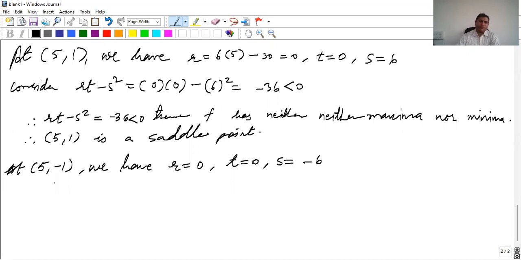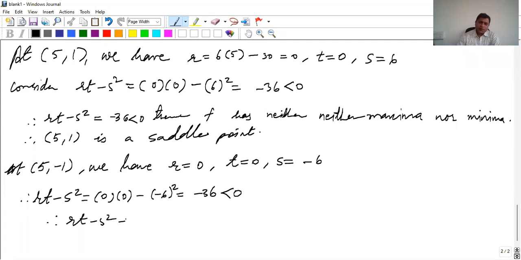Yes, sir. So hence we'll have RT minus S square. So it is 0 into 0 minus of minus 6 bracket square. So is it minus 36? Yes, sir. So again, this is less than 0. Okay, so what happens if it is less than 0? So this term RT minus S square is going to be minus 36, less than 0.